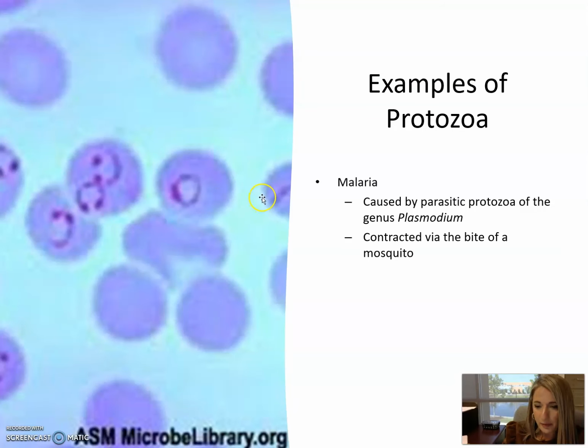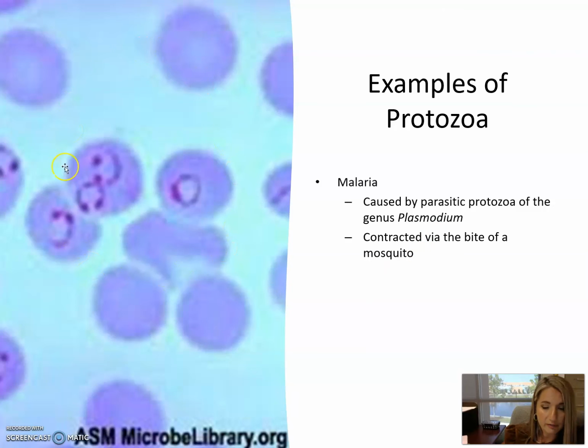And the last example is malaria. Malaria is something we'll talk about extensively later on in the semester, but malaria is a protozoan infection. It is caused by a type of protozoan known as Plasmodium. Basically how it works is if a mosquito is infected with the Plasmodium protozoa and it bites you, that Plasmodium protozoa is then injected into your body, where it infects and destroys red blood cells, which can become severe and can lead to severe anemia.